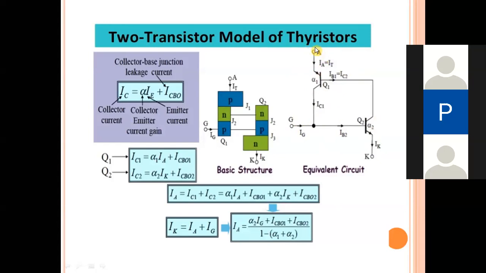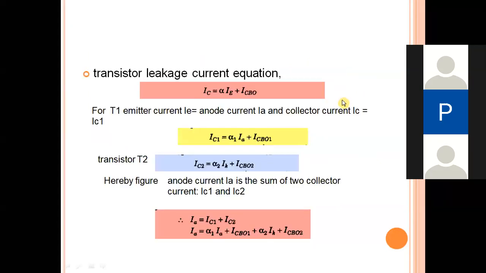For finding that out, we are going to consider the basic equation for the transistor leakage current. As you studied about the transistor equations in the earlier classes, the basic leakage current equation is IC is equal to alpha IE plus ICB0. What is this IC? That is going to be the collector current. IE is going to be the emitter current. ICB0 is going to be the leakage current between the collector and the base.